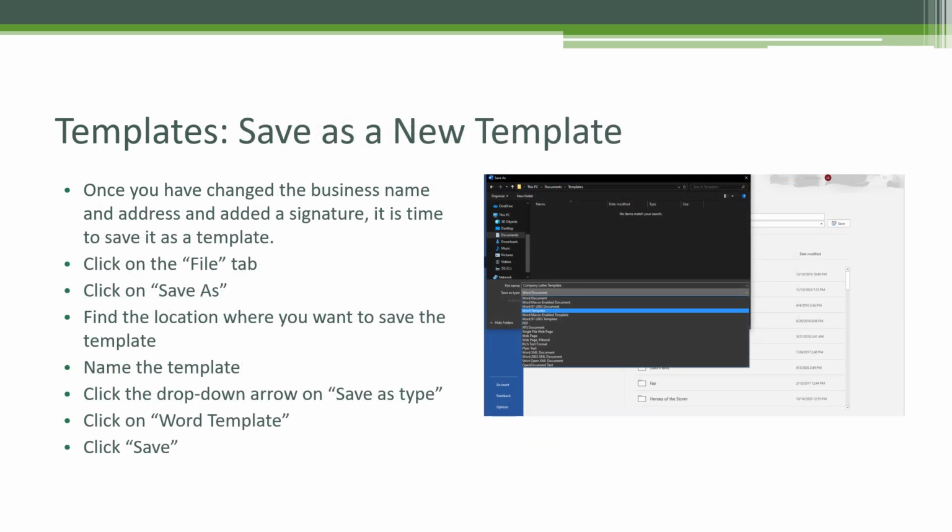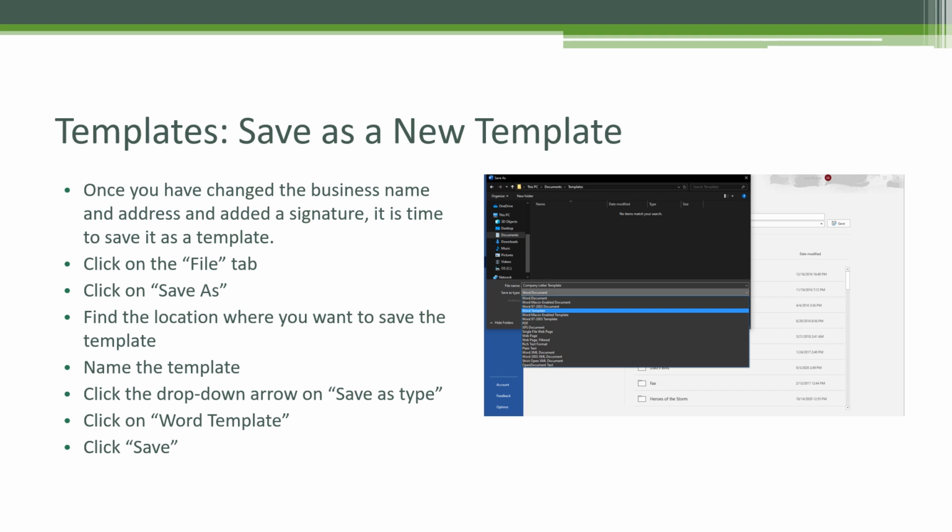So once we've changed all the appropriate things, the business name, added its signature, we need to save it as a whole new template. That way, every time you start with that template, you don't have to do all of that all over again. You can just start and just need to change the recipient information, the body, and it's good to go.